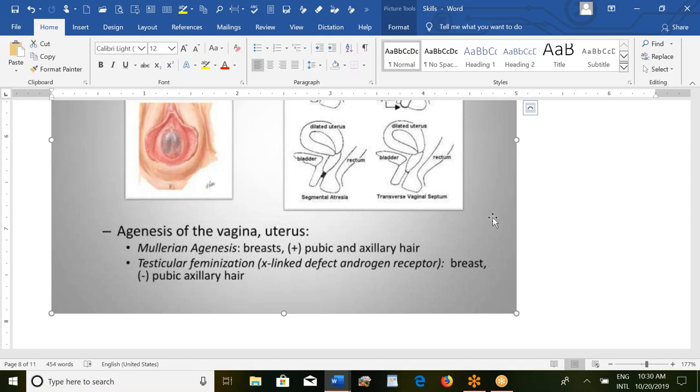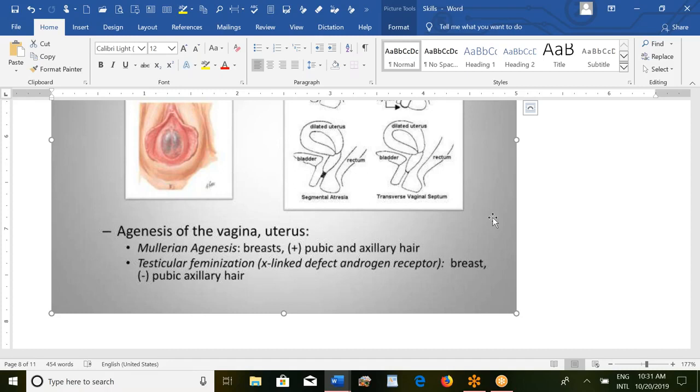The second thing is, the old name was testicular feminization, but now we just use androgen insensitivity syndrome. There will be an X-linked defect in the androgen receptor all over the body. Hair growth is dependent upon the level of androgens, and for the development of male external genitalia, you need dihydrotestosterone, the active form of testosterone.